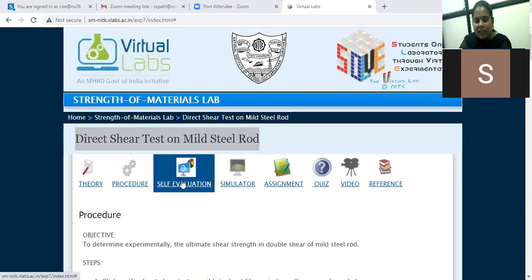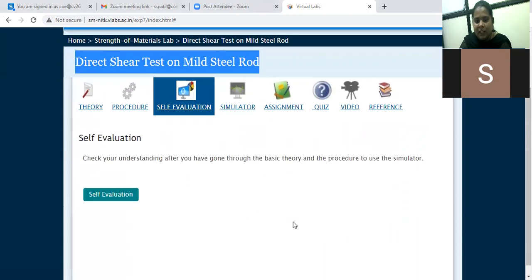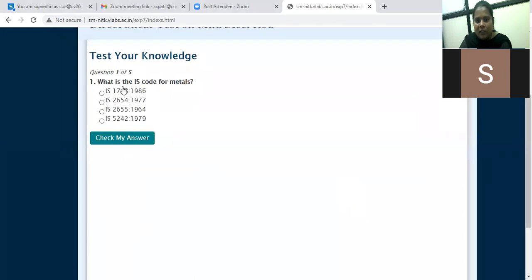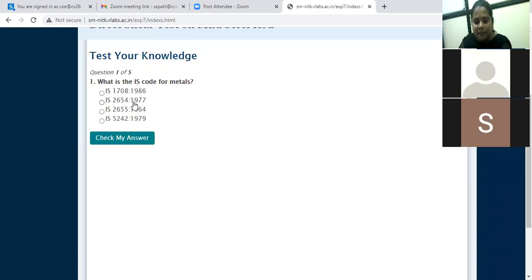Now we will see the self-evaluation according to this theory. We will solve questions. Now you tell me, which IS code is used for performing this direct shear test on metals? IS 1708, IS 2654, IS 2655, or IS 5242? Option D, IS 5242. Okay, we will check the answer. This is the right answer. Then we will move towards the next question.